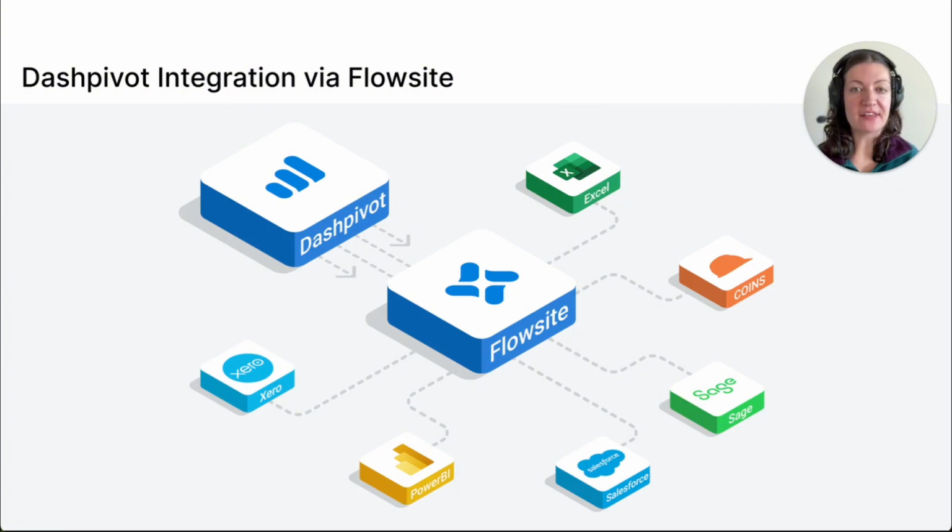Dashpivot can be used for many other use cases, and data can be synced to external tools such as SharePoint, Excel, and Power BI using our integration product FlowSite. With this, you can seamlessly transfer your environmental risk assessment data from Dashpivot to your preferred data storage or analytics tools.